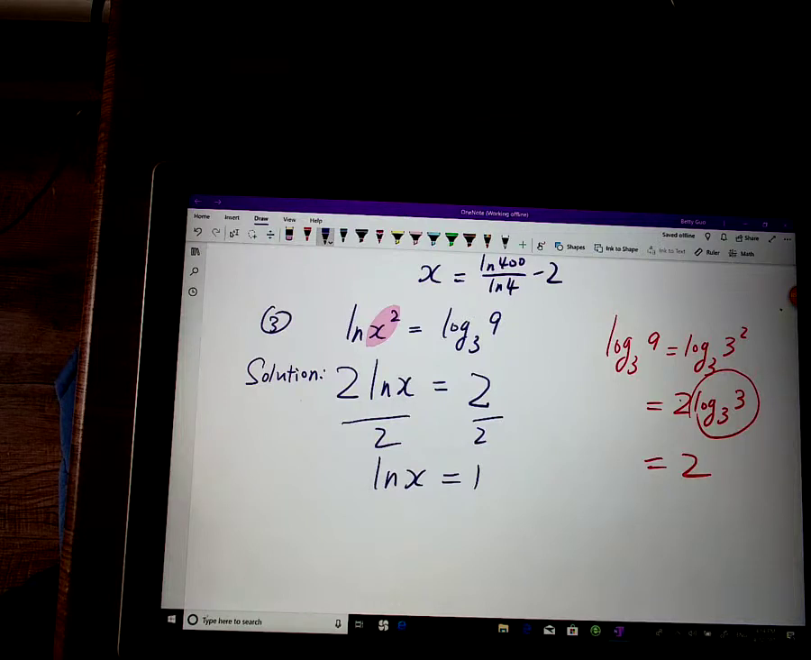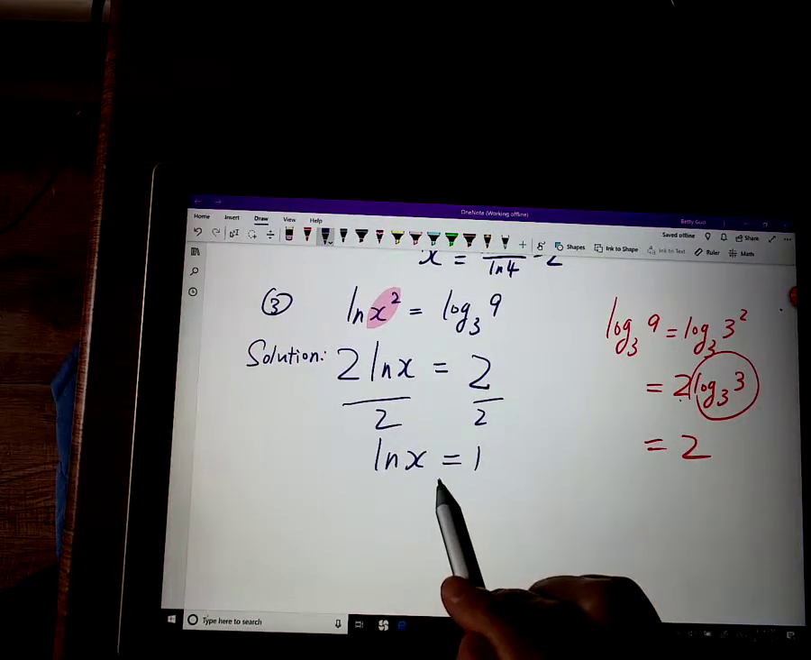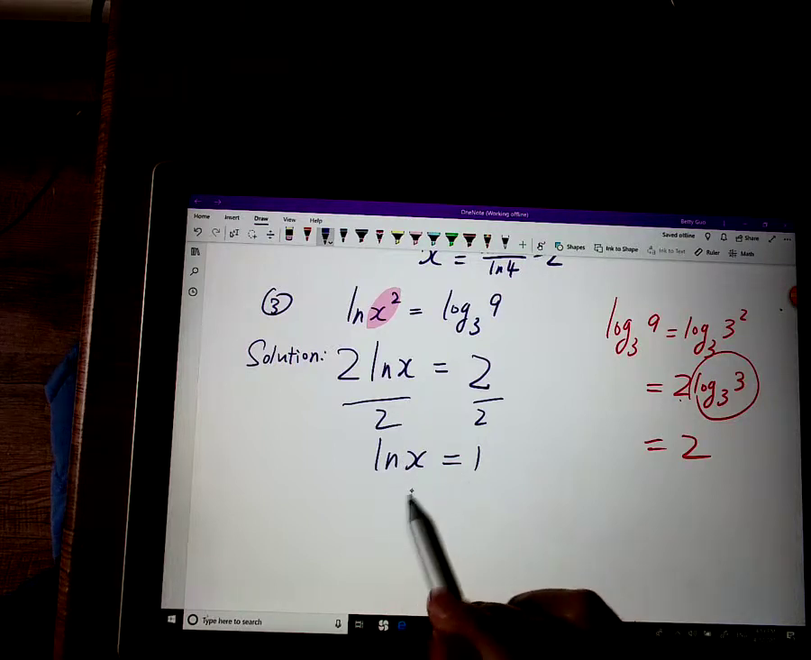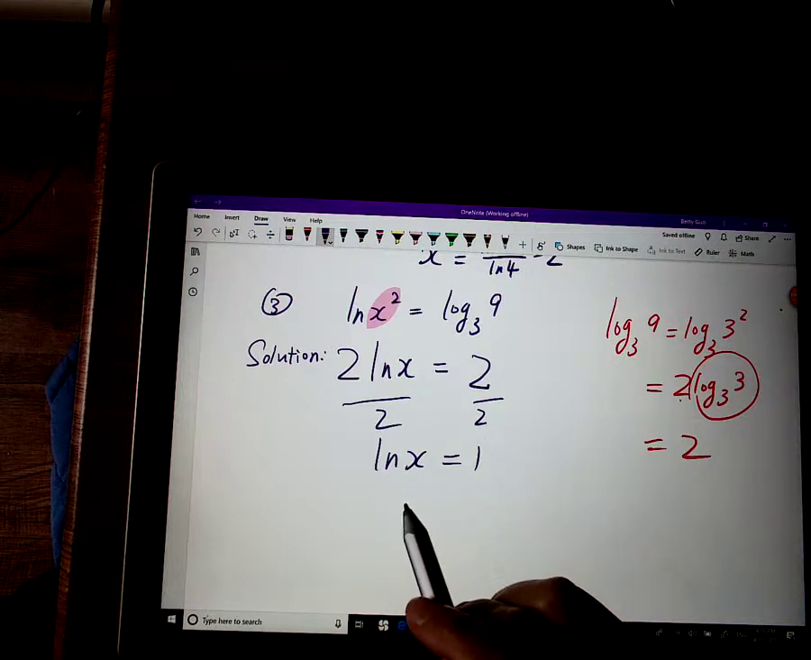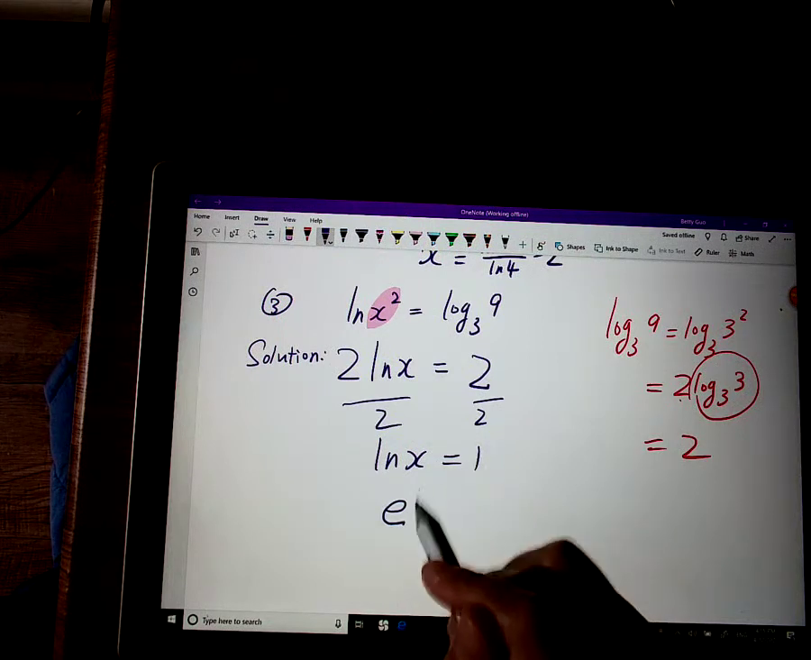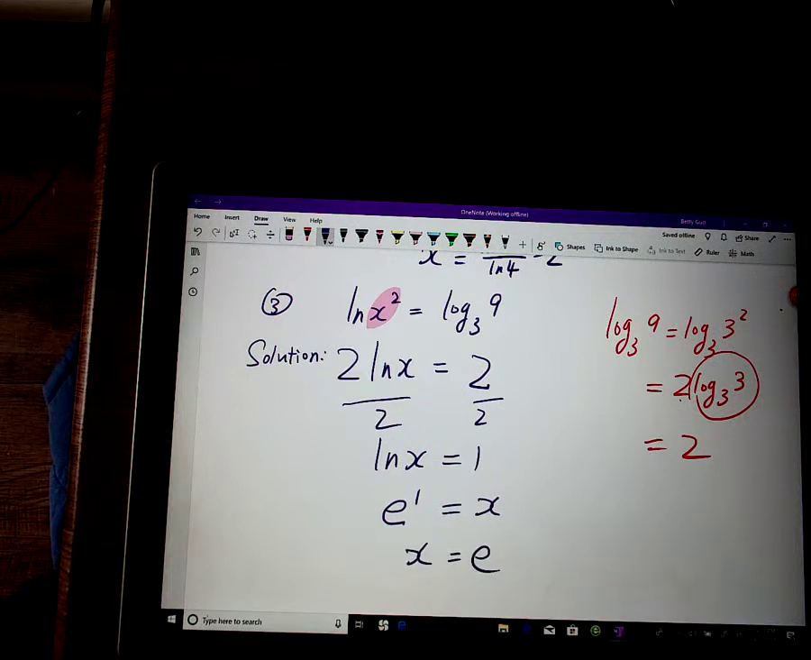How do we continue from here? This is a logarithmic equation. How about we convert it to equivalent exponential form. What's the base? Base is e. What's the log? Log is 1. What's the anti? Anti is x. So x equals e. Okay.